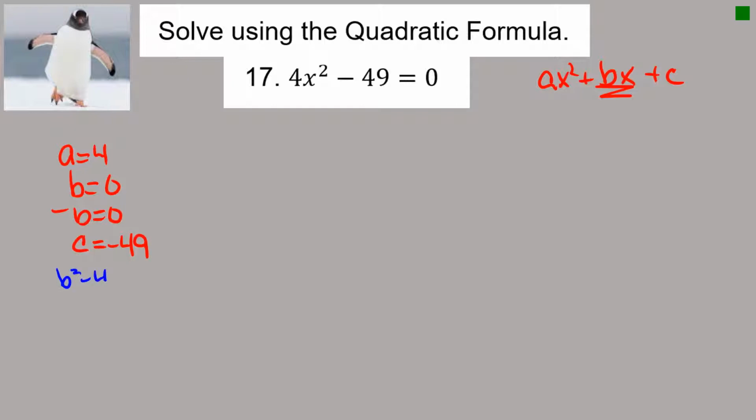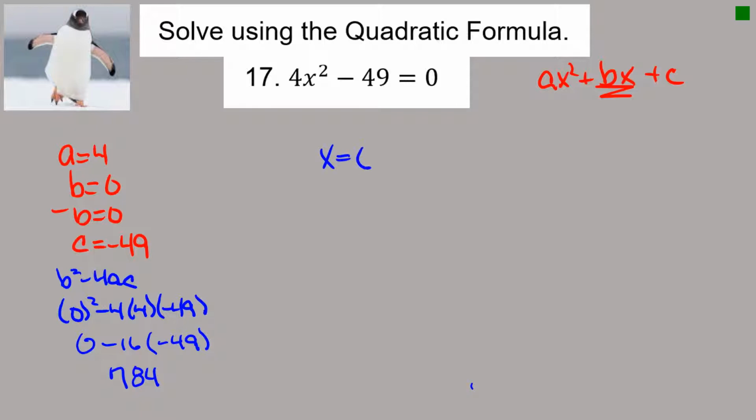Let's find the discriminant. B squared minus 4ac. 0 squared minus 4 times 4 times negative 49. 0 squared is 0. 4 times 4 is 16 times negative 49. So I need to do negative 16 times negative 49, and it is 784. Whoa, it's a little bigger than 64. So x is equal to the opposite of b, which is 0, plus or minus the square root of 784, all over 2 times a.